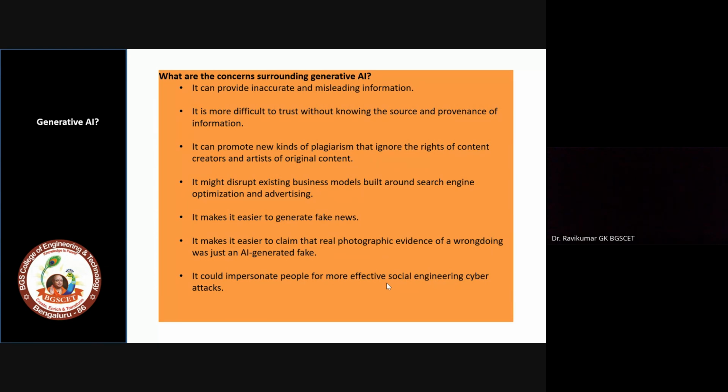It makes it easier to claim that real photographic evidence of a wrongdoing was just an AI-generated fake. It could also impersonate people for more effective social engineering, cyber attacks, and all those things. These are some concerns about generative AI.